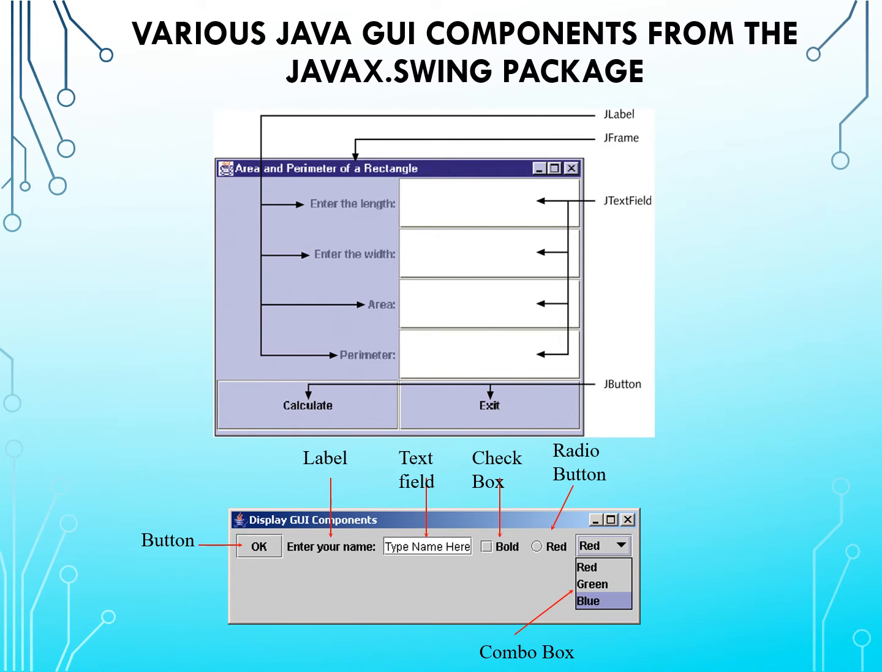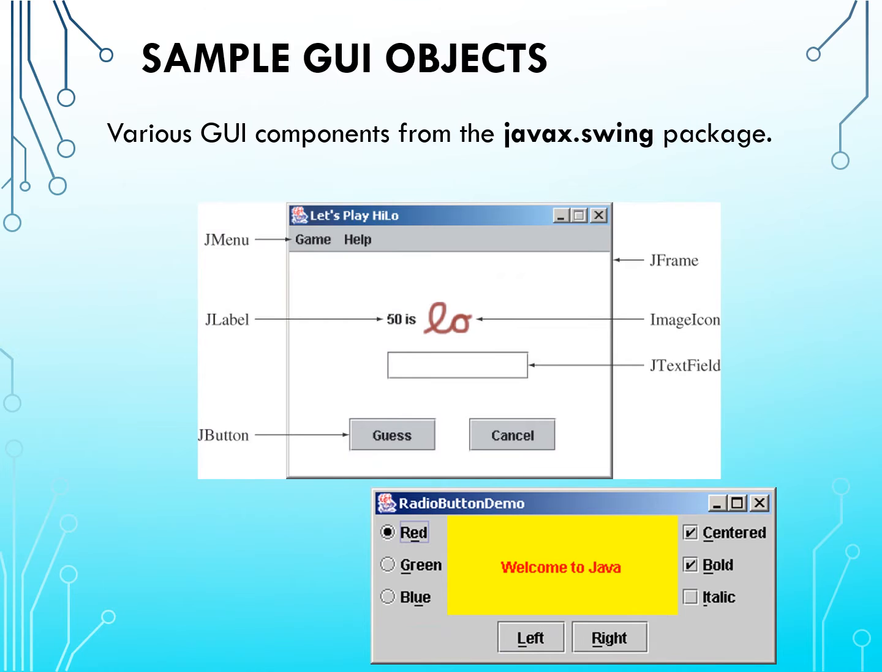This is another example where sometimes you may want to put an image, you can use ImageIcon. You can also change the background, and you can also use a menu, JMenu. We did not use this yet in our lab.